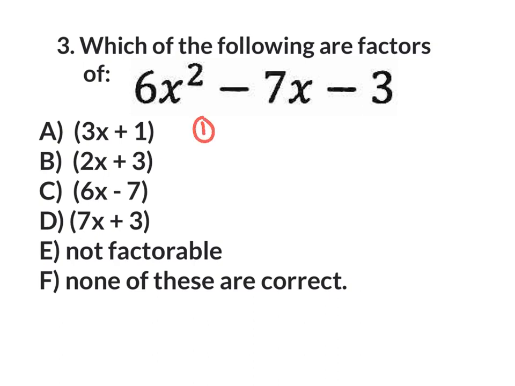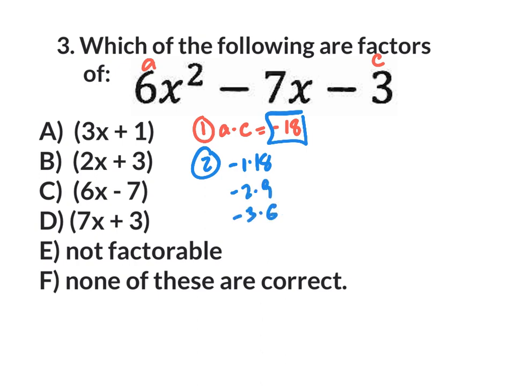Step 1 is to multiply A times C. So A times C gives you a negative 18. By the way, feel free to write this down if you want. If not, you can watch it again at home. Step 2 is to think of the multiples of that answer. Negative 1 times 18, negative 2 times 9, negative 3 times 6, negative 4 doesn't work. That's about it. So which pair of numbers combines together to give us the B value?